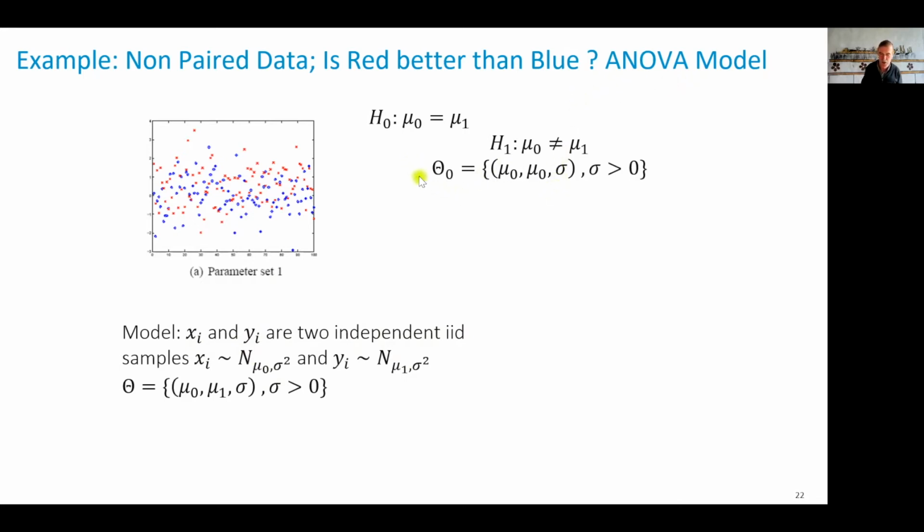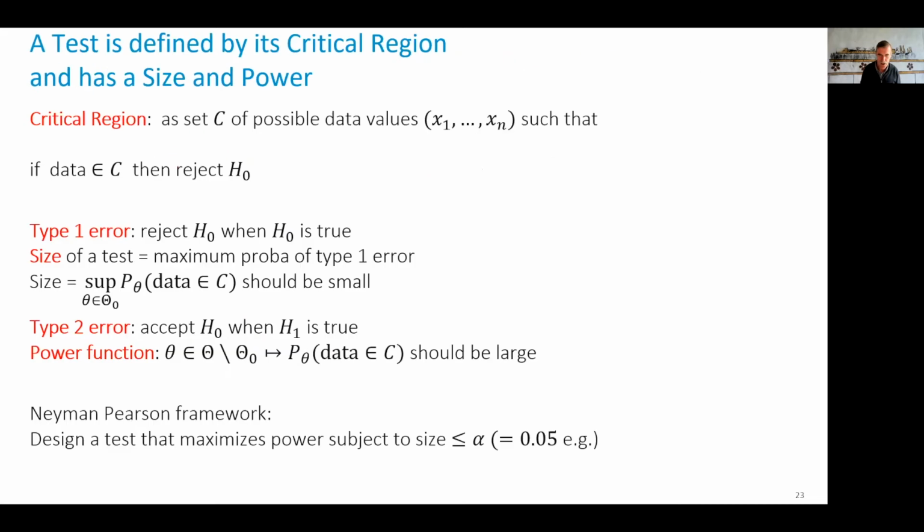To fit that in our framework, the set of parameters is mu0, mu1, and sigma. The set of parameters is all the parameters I need to describe my simulator, which has produced the blue and the red dots. So I need mu0, mu1, and sigma, which is the same for both. The null hypothesis corresponds to adding the constraint that mu1 is equal to mu0. So theta 0 is of dimension 2, and theta is of dimension 3. That is those two models.